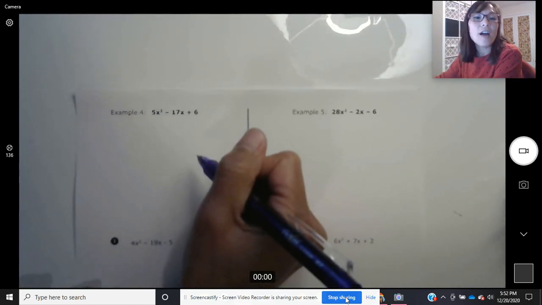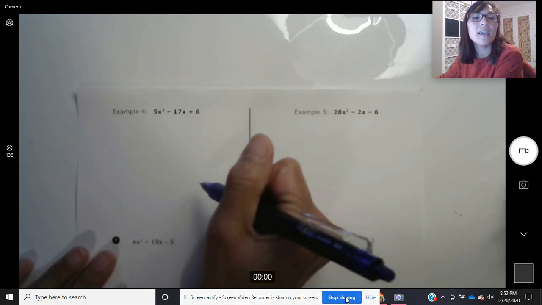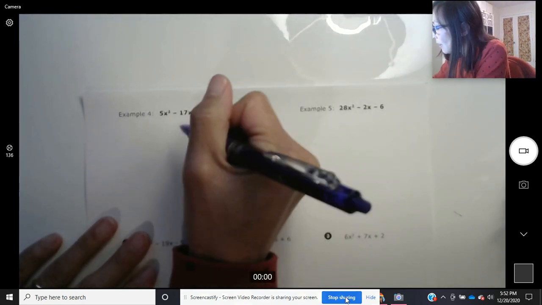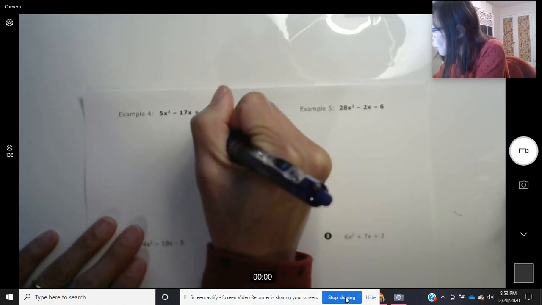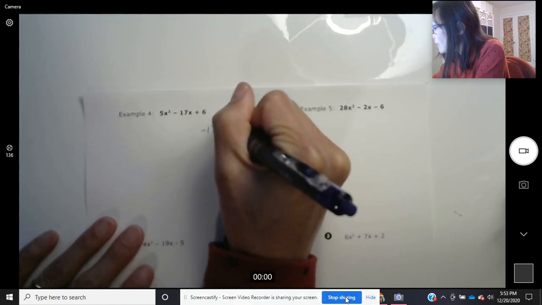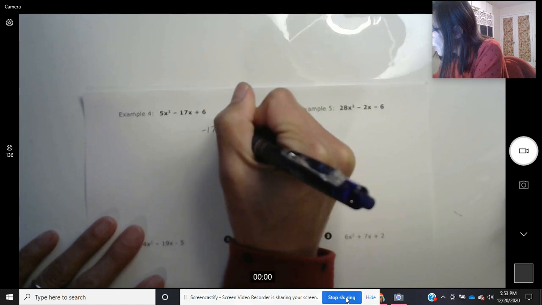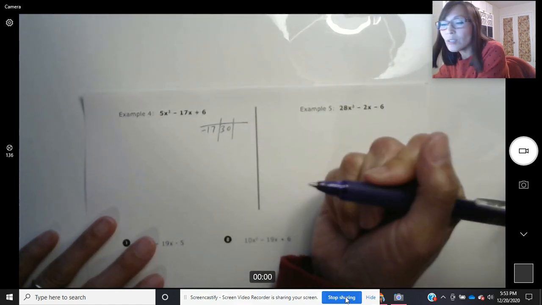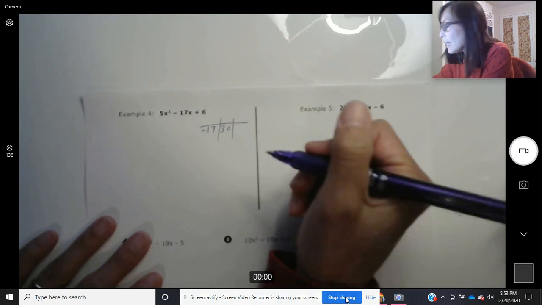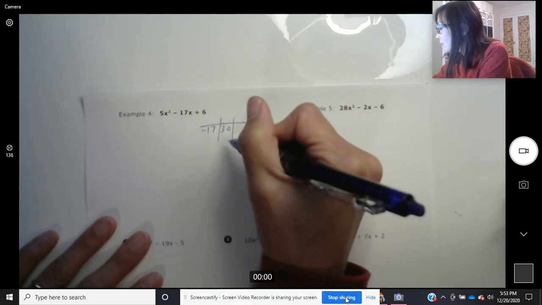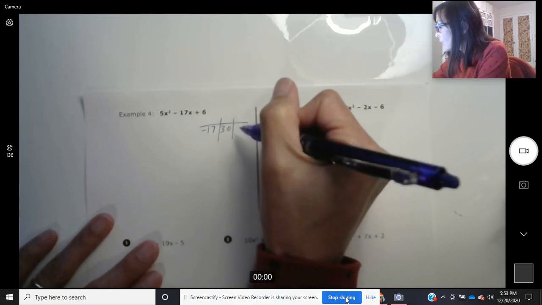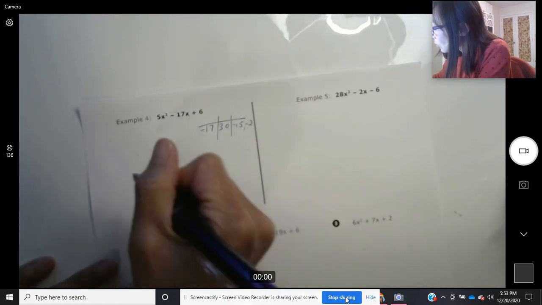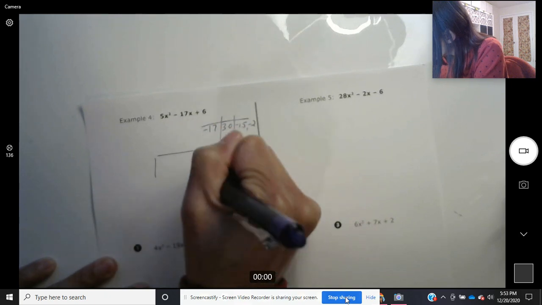Let's look at 5x squared minus 17x plus 6. What I want to do is find what adds up to negative 17 and multiplies to positive 30. So because it's positive, it's going to be two negative terms. And so then it would be negative 15 and negative 2. Now I'm going to create my box.